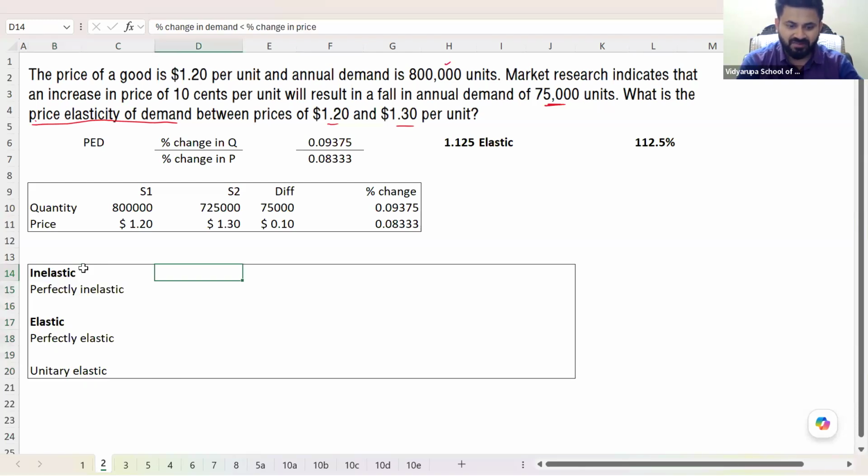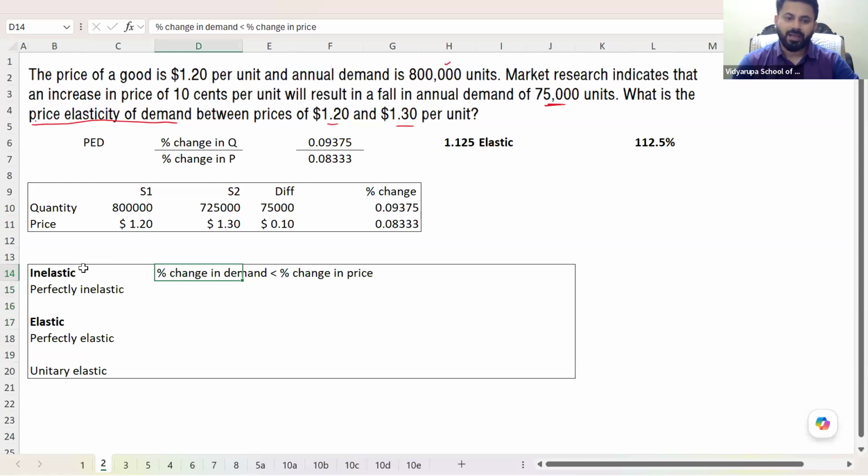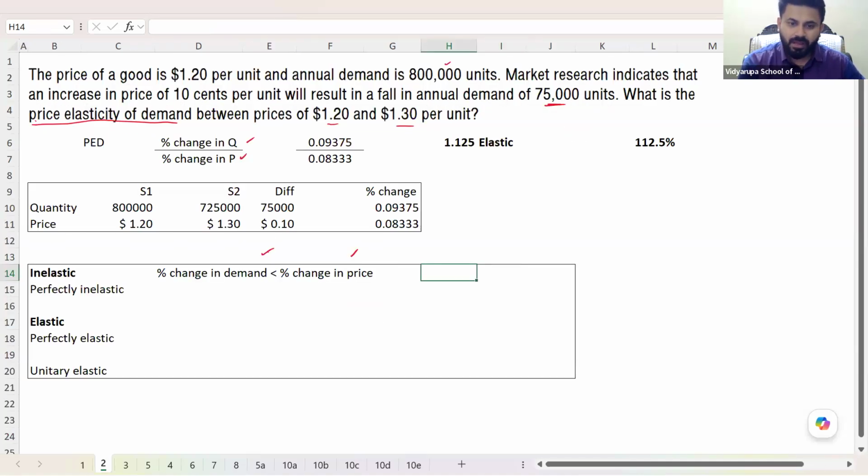First, inelastic, we already know this. Here, the denominator will be higher. Denominator is the change in price. Numerator is the change in quantity. So when it is inelastic, like the first case, 40%, it means the percentage change in demand, the change in quantity, is lower than the change in price, the denominator. In other terms, the change in price is higher. Change in demand is at a lower percentage. That is what we call the inelastic case, like we saw here, 40%, less than 100%, less than 1.